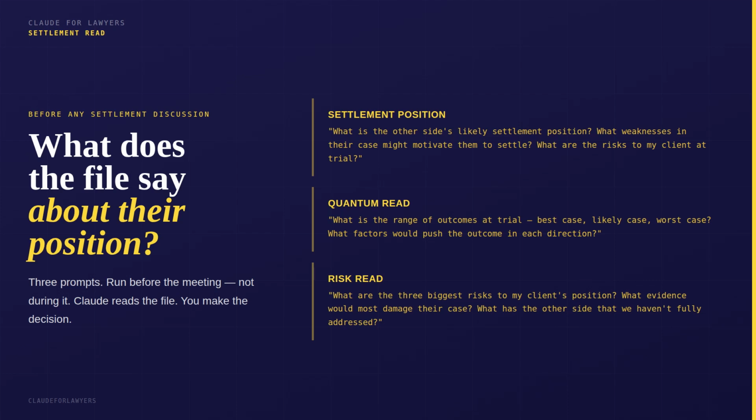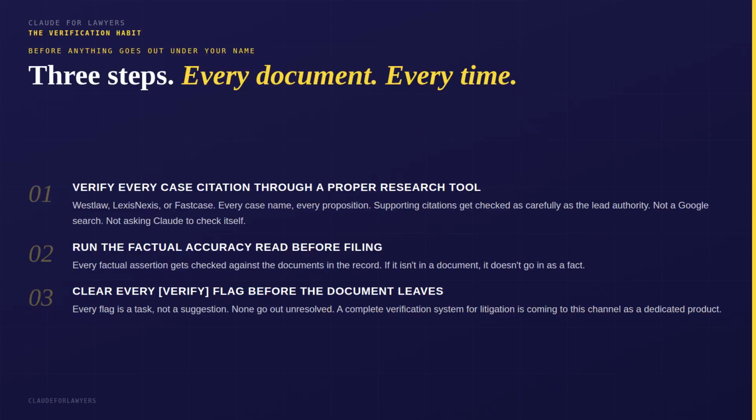Claude won't make the decision. You will. But these 3 prompts run before the conversation, not during it, so you walk into any settlement discussion knowing what the file says about where each side actually stands. The Garfield documents passed because the workflow around them was right. The Pinsent Masons and Sullivan and Cromwell situations happened because the verification step was skipped.